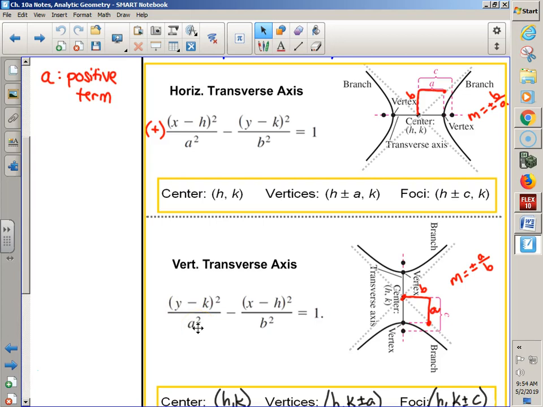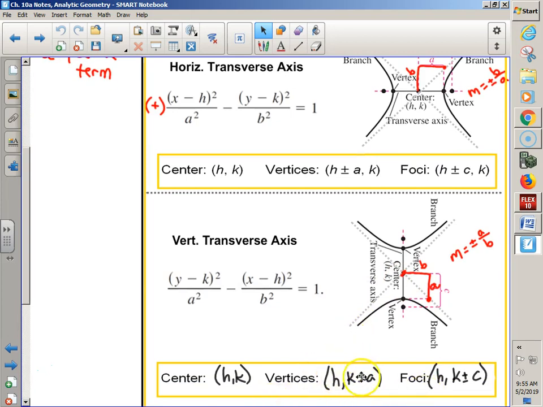Okay, fine. Move everything, not horizontally, but vertically. So I'm adding to the Y's instead of adding to the X's in all my points. I'm going from the center up to the vertices, from the center up and down to the foci, and then my branches are up and down. Remember? It's like a Y. Right? It's like a Y.